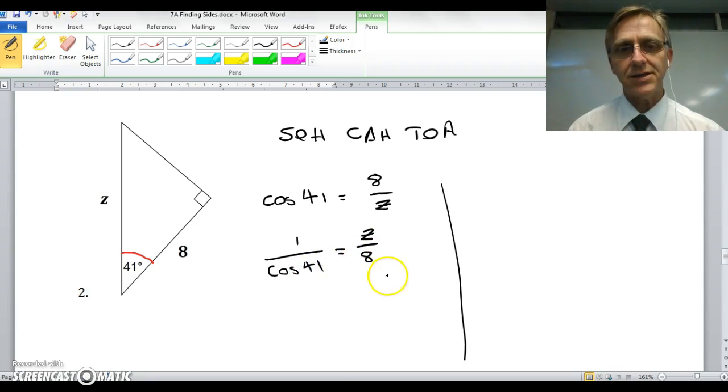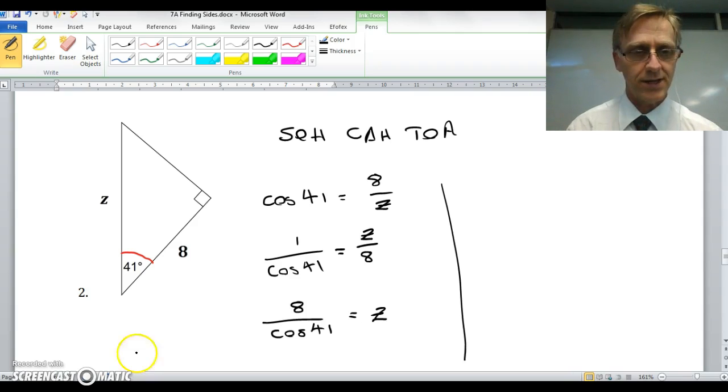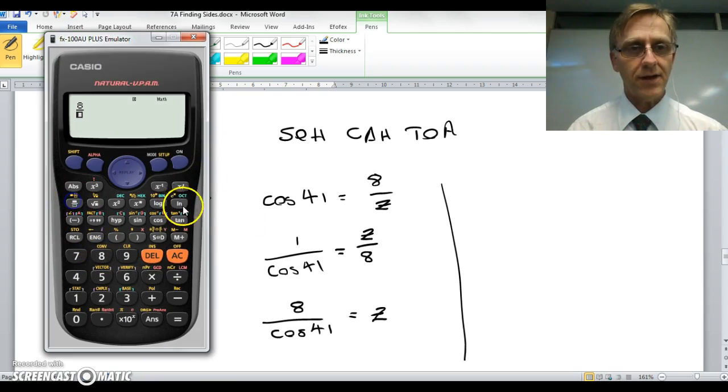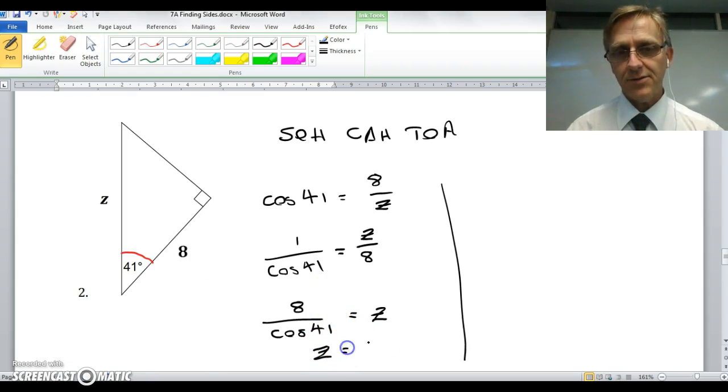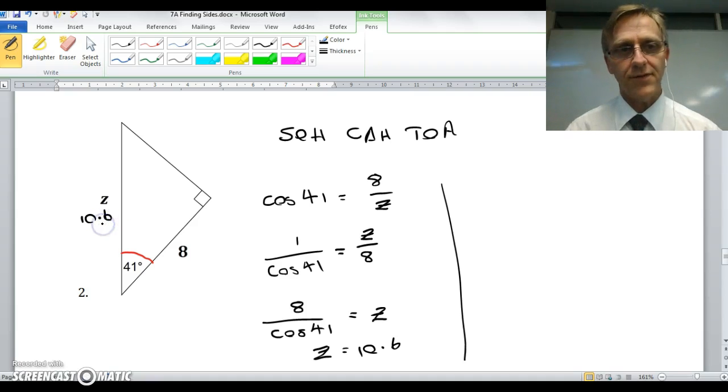Then I want to get rid of the 8, so I multiply both sides by 8, and on this side I get 8 over cos 41. On the right hand side there is no 8, it's gone, it's cancelled. So I get 8 over cos 41 is z. So I pick up my calculator, I do 8 over cos of 41, and I get 10.6. So z is equal to 10.6. So here I can write 10.6, and I've found the length of the hypotenuse in that triangle.